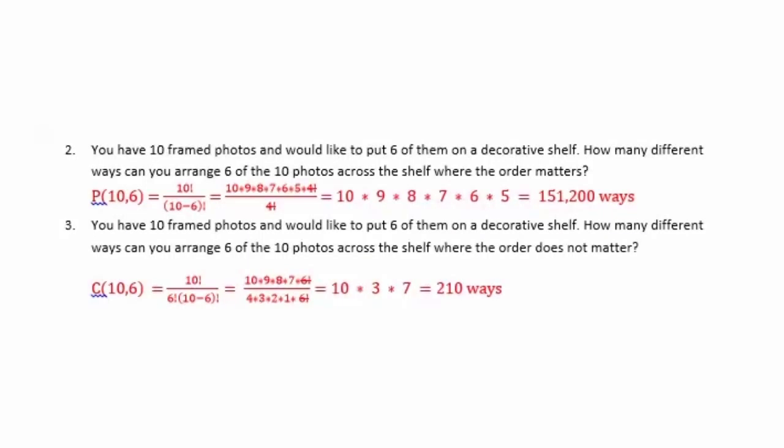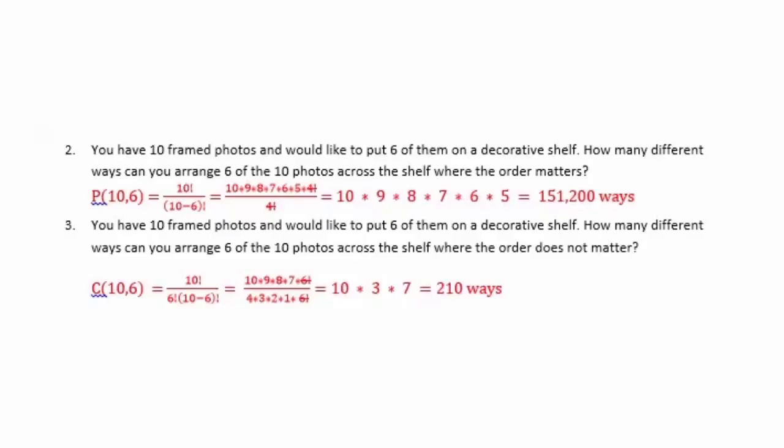Let's look at the solutions for Chapter 9, Practice Problems numbers 2 and 3. I did these together because you can see that these two problems are very close. There's only one difference. In number 2, we have 10 framed photos and would like to put 6 of them on a decorative shelf. And then we want to know how many different ways you can arrange 6 of the 10 photos across the shelf where order matters.